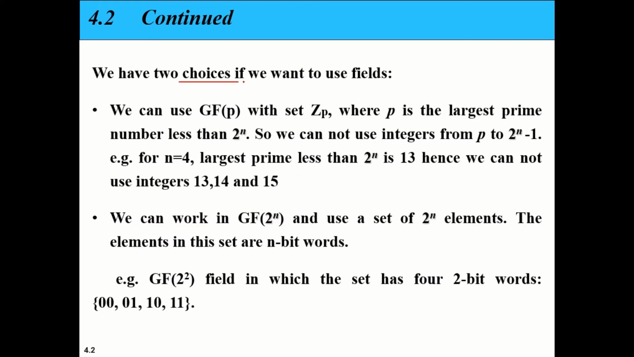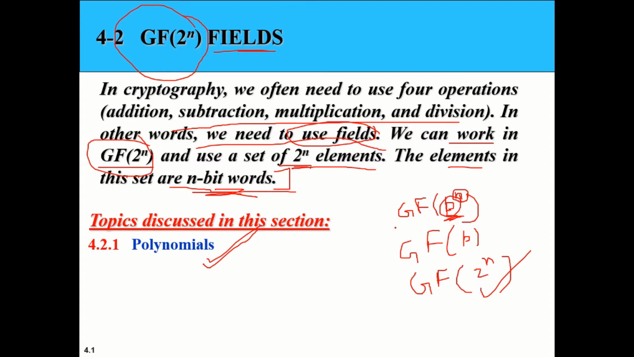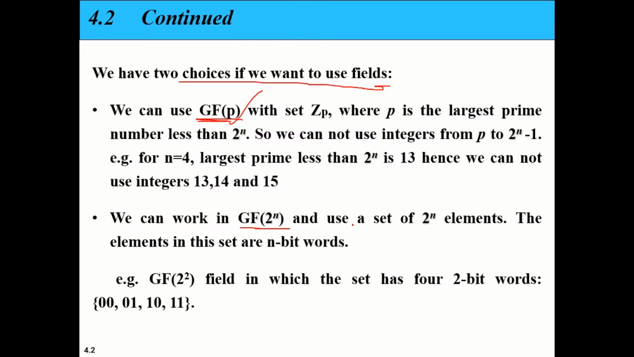Now we have two choices if we want to use fields. One is this set and another is this set. We can make use of either of the sets I was telling you about previously. We extensively use these two sets, but in the first set, GF(p), the problem is that p is the largest prime number less than 2^n. So we cannot make use of all the elements available.